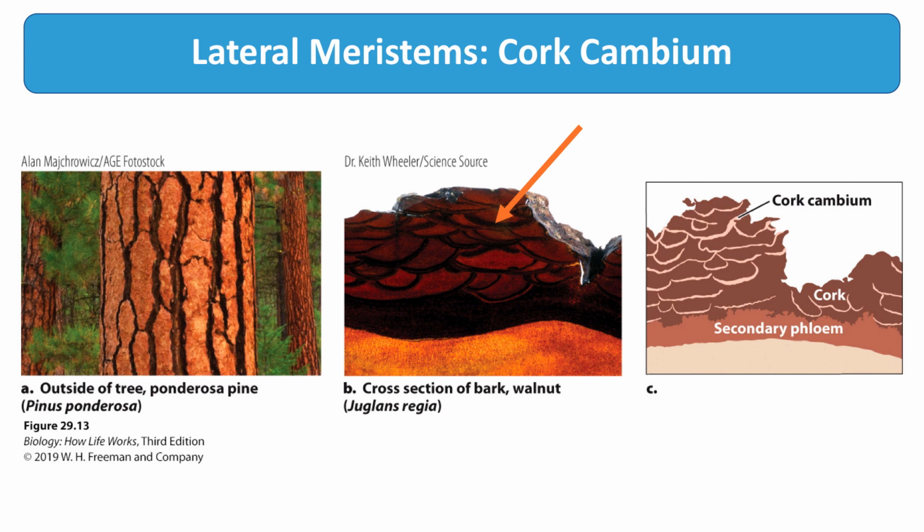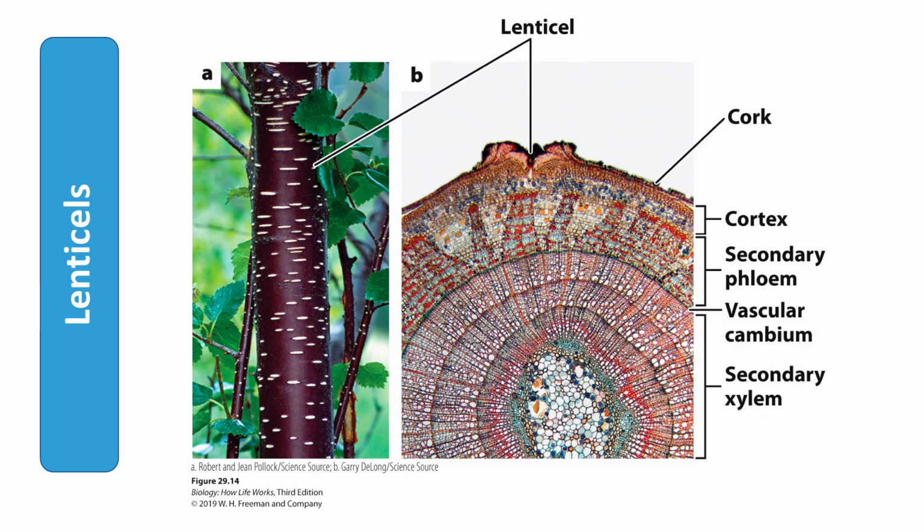Now in this cross-section of bark from an English walnut, you can see these lines here. These are the cork cambium, and they surround larger patches of cork. This layer down here is the secondary phloem. Cork refers to cells produced by the cork cambium.